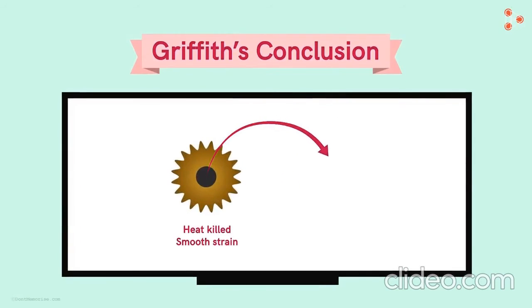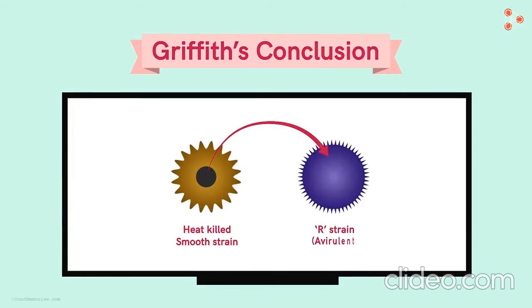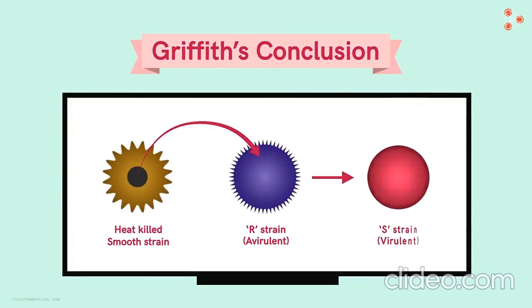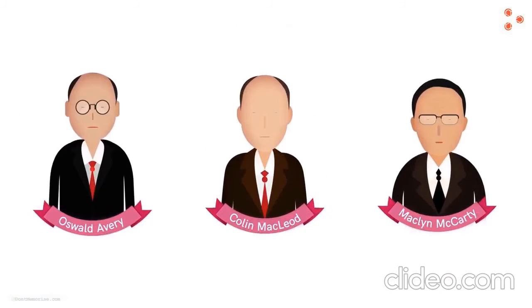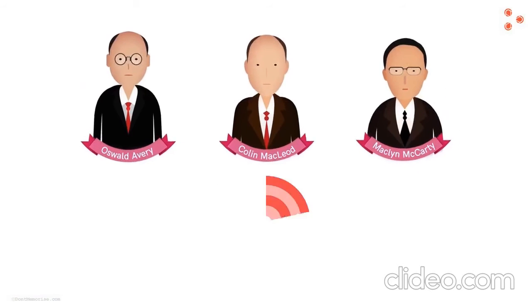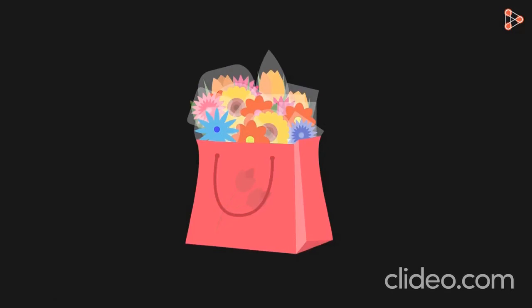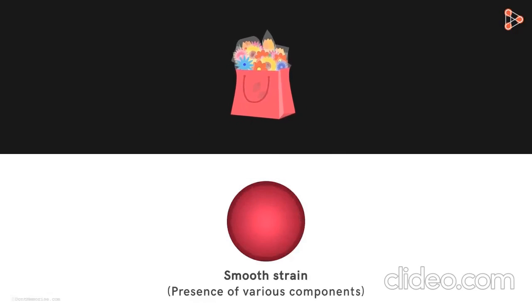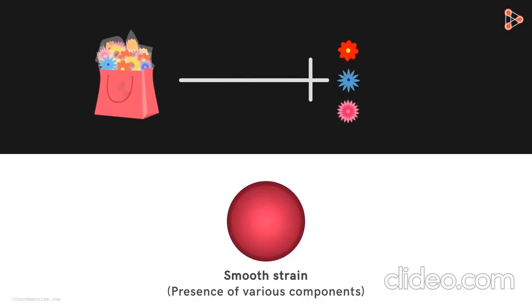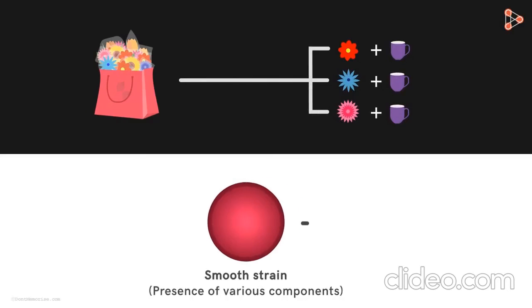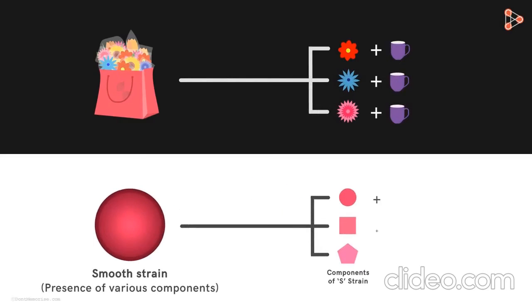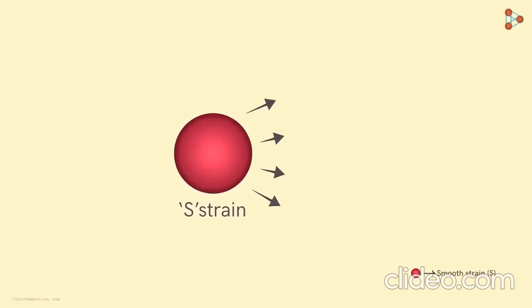Griffith concluded his experiment by inferring that there is some factor that passed from the heat-killed S strain to the R strain, which is avirulent. This factor transforms the avirulent strain to the virulent strain. So the three scientists thought of planning the experiment by targeting the heat-killed smooth strain. Just like a bag filled with flowers, the smooth strain has various components in it. And just like how we have to examine the touch of individual flowers, the scientists mixed every single chemical component individually with the rough strain.